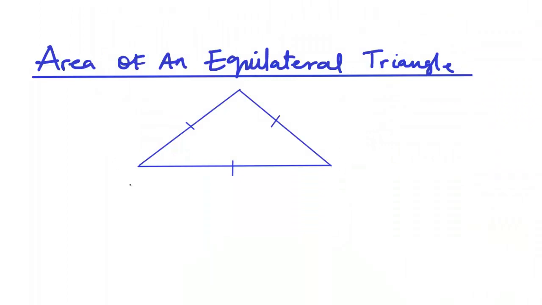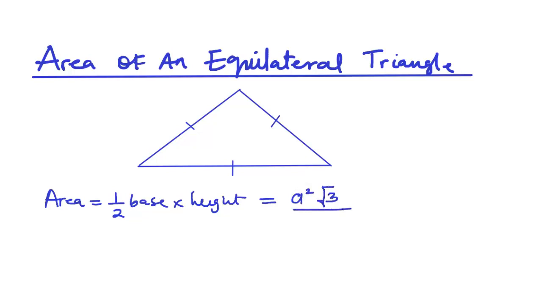Alright, so in this video, I want to show you how the area of an equilateral triangle can be determined. Everyone knows that the area of any triangle is half base times height, which is true, right? But what we want to do is show that for an equilateral triangle, the area, which is the same thing as half base times height, is equal to square root 3 over 4.